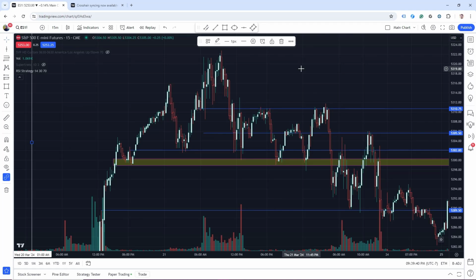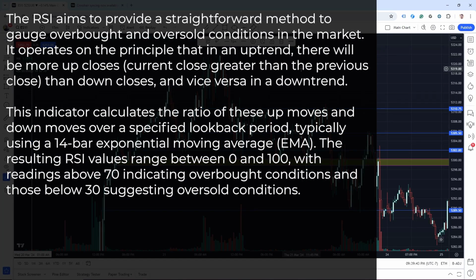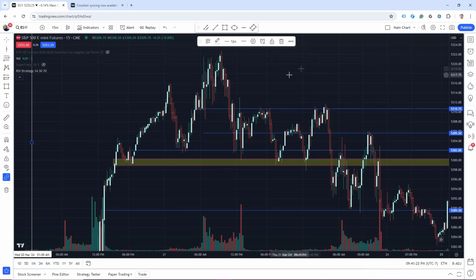RSI is a very well-known and common indicator amongst traders. The RSI aims to provide a straightforward method to gauge overbought and oversold conditions in the market. It operates on the principle that in an uptrend, there will be more up closes than down closes, and vice versa in a downtrend. This indicator calculates the ratio of these up moves and down moves over a specific look-back period, typically using a 14-bar exponential moving average. The resulting RSI values range between 0 and 100, with readings above 70 indicating overbought conditions and those below 30 suggesting oversold conditions.